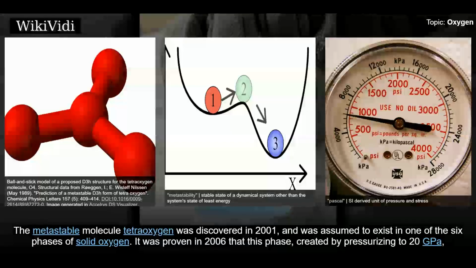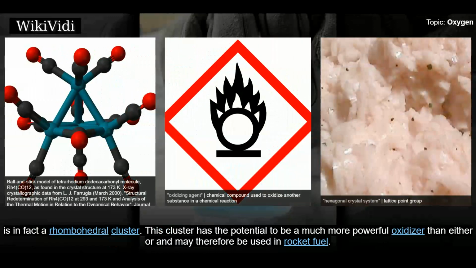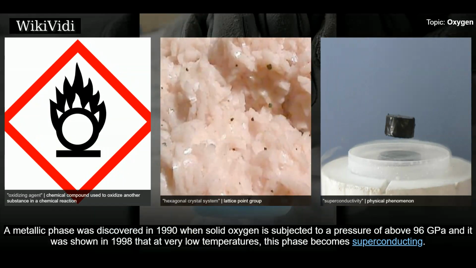The metastable molecule tetraoxygen, O4, was discovered in 2001, and was assumed to exist in one of the 6 phases of solid oxygen. It was proven in 2006 that this phase, created by pressurizing O2 to 20 gigapascals, is in fact a rhombohedral O8 cluster. This cluster has the potential to be a much more powerful oxidizer than either O2 or O3 and may therefore be used in rocket fuel. A metallic phase was discovered in 1990 when solid oxygen is subjected to a pressure of above 96 gigapascals, and it was shown in 1998 that at very low temperatures, this phase becomes superconducting.